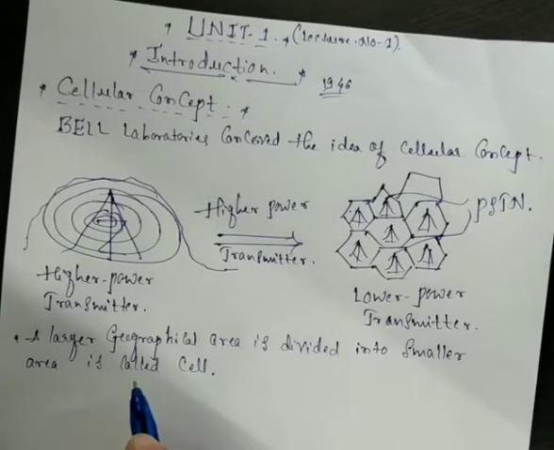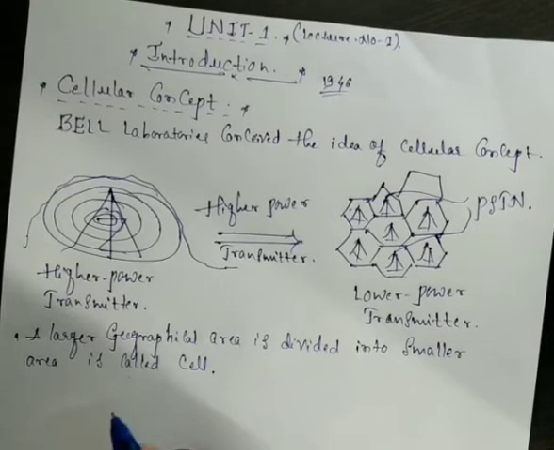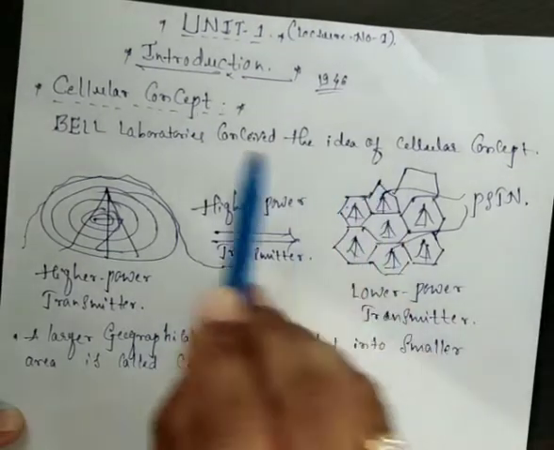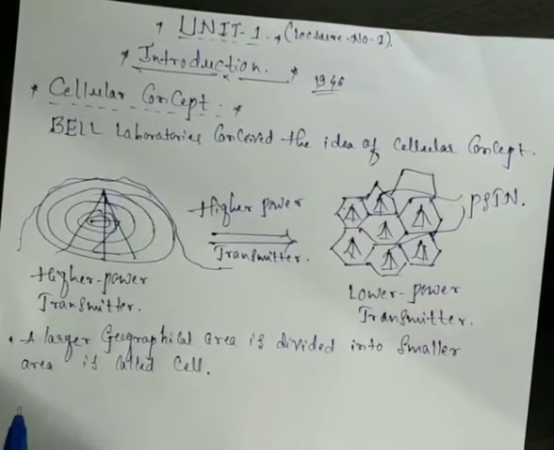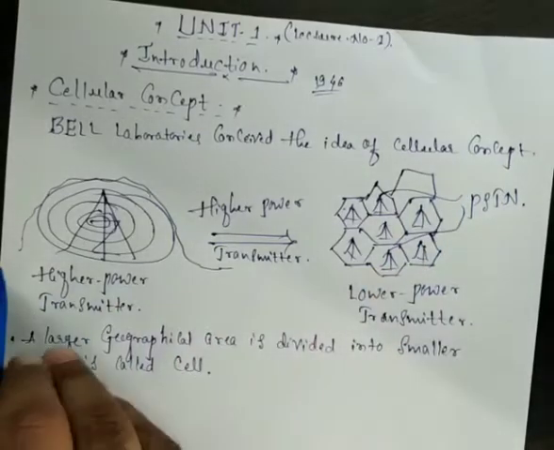What was the problem? The main problem was that for getting one channel, the subscriber had to wait for 30 minutes to make one call. To avoid the problem of getting a channel for the individual subscriber, Bell Laboratories conceived the idea of the cellular concept.